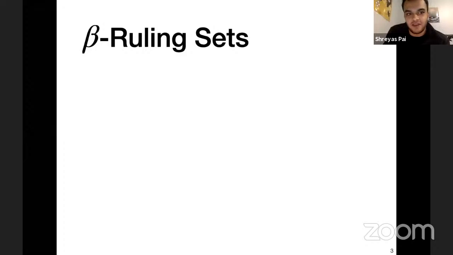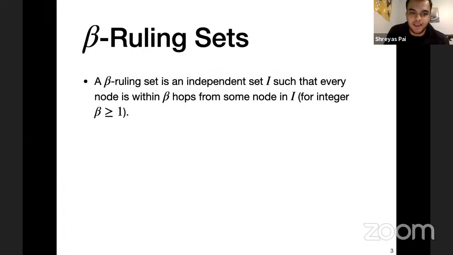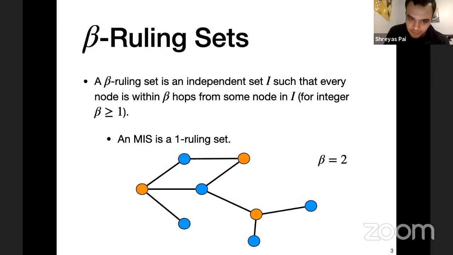We can generalize this definition to beta ruling sets, where we want to find an independent set I such that every node is within beta hops of some node in I, and this holds for an integer parameter beta greater than or equal to 1. So the MIS definition we saw before is also a one ruling set, and it's also a beta ruling set for any beta greater than or equal to 1. For beta equal to 2, both the MISs we saw in the previous example are valid two ruling sets, but also this single orange vertex trivially forms a valid two ruling set as well.